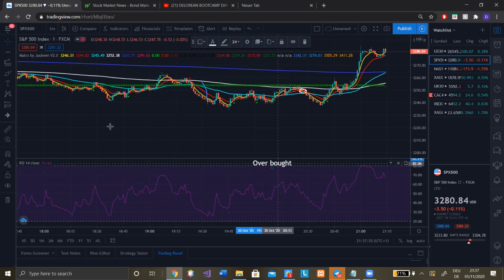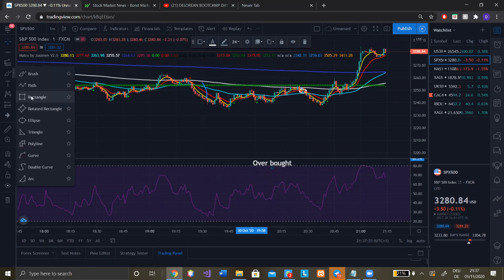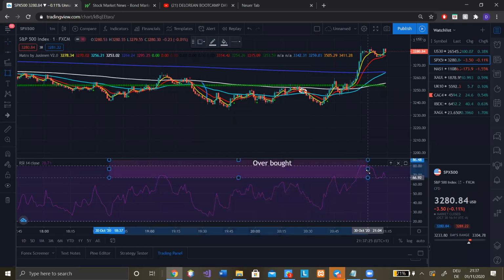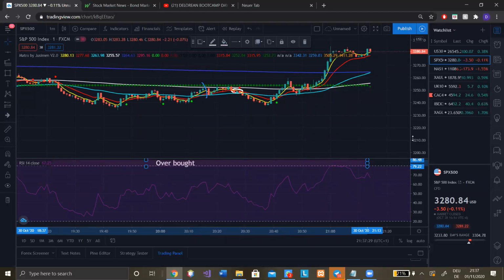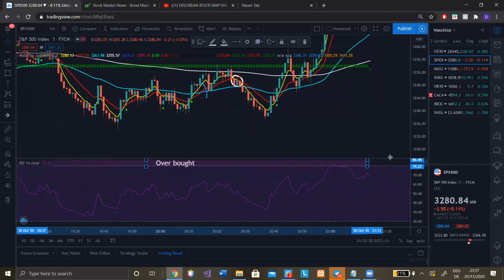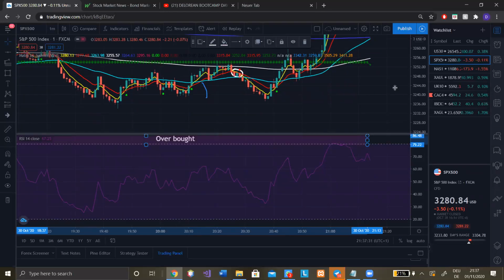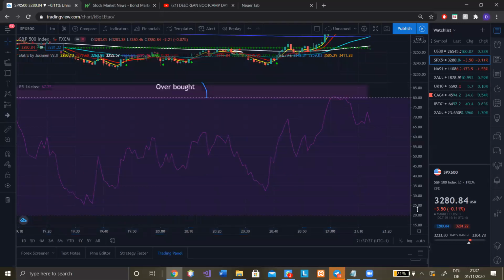So this area over here is the overbought area. Meaning, let me just zoom this out because we don't need the chart for now. We need the RSI. From 80, you guys look at this. This is 20. We have these numbers over here. Then the 80. At the 80 level means the market has overbought.